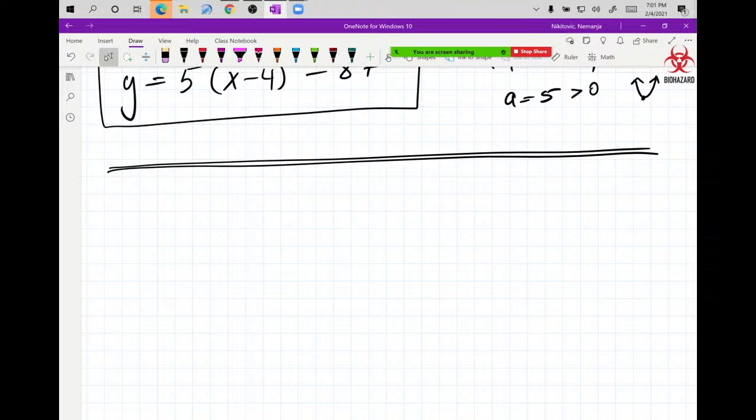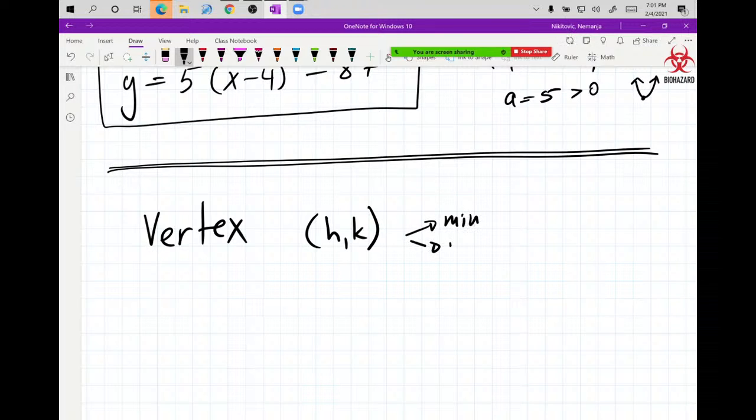All right. So now we have another thing for the vertex, which is h comma k. We know that's either a minimum or a maximum. If it's a minimum, the function looks like that. If it's a maximum, the function looks like that. So min and max.